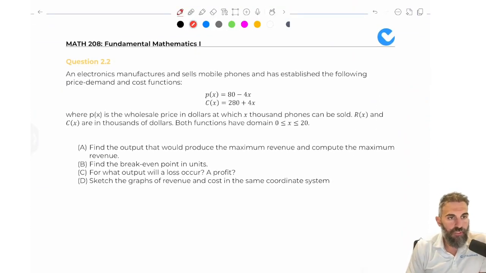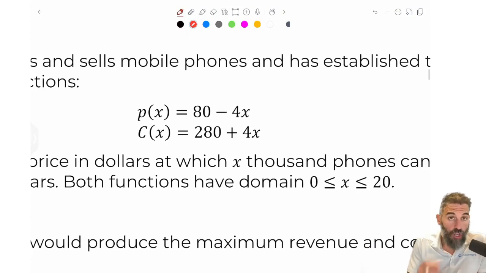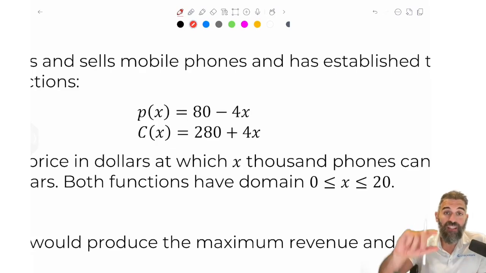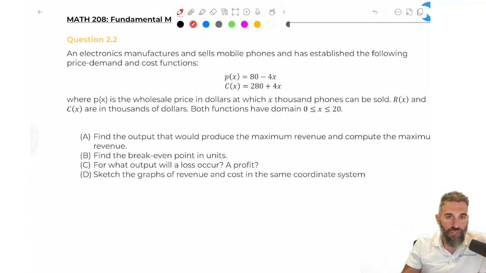Here's an exam question. It says an electronics company manufactures and sells mobile phones and has established the following price-demand functions and cost functions. So you see, your price is not a constant. Your price is a function of output, meaning that the price will change depending on the number of units you're going to sell. That's the big difference between this one and the previous chapter.